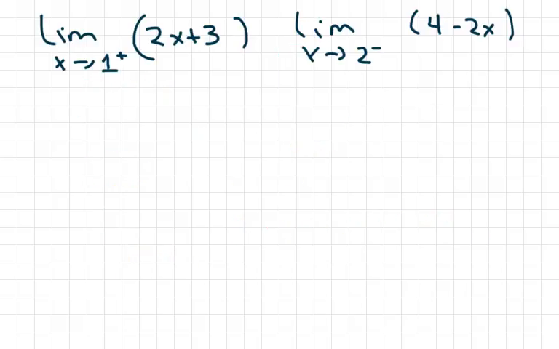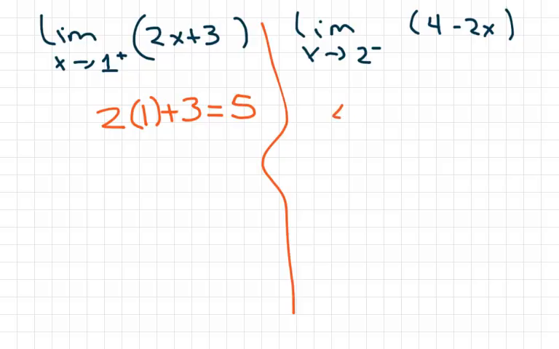Now the rest of these are basically simple problems that we did in a previous video. Basically, we're just going to plug in the 1, since these are all continuous functions. And it's going to be pretty basic math here. So the first one we're going to do is the limit as x approaches 1 from the right side. And all we're doing is plugging in 1. So we do 2 times 1 plus 3. And that's going to equal 5.